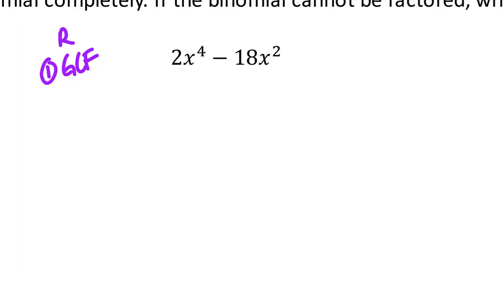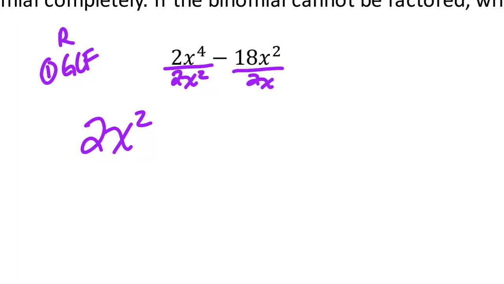2x squared. Good. 2 goes into 18. And then I have an x squared and an x to the fourth. The biggest thing I can take out of it is an x squared, because that's the only thing they have in common. Okay? So remember that you're going to divide each term by your GCF and see what you have left over.